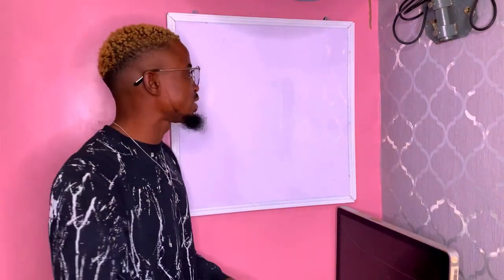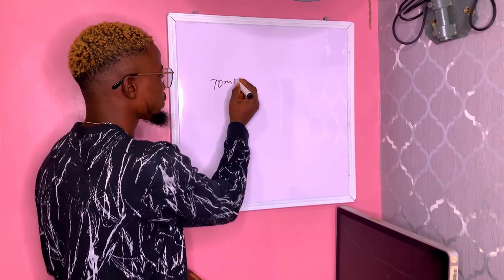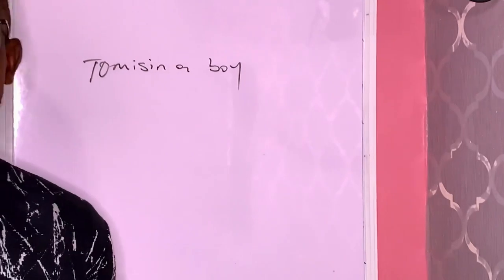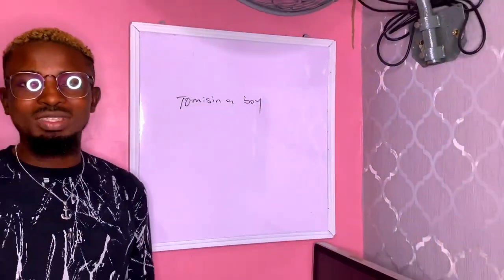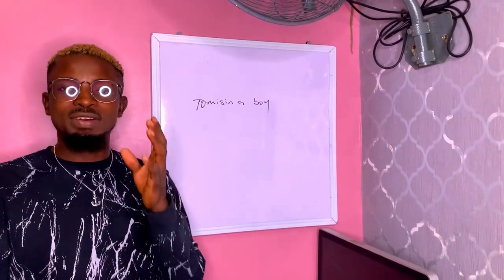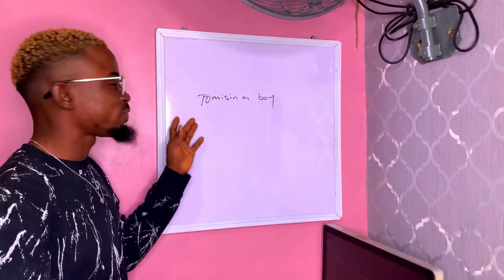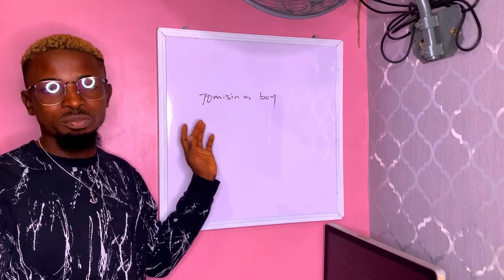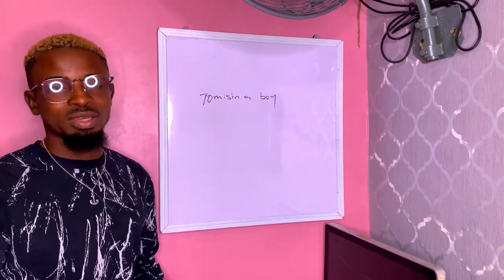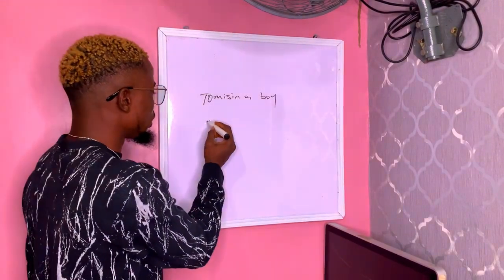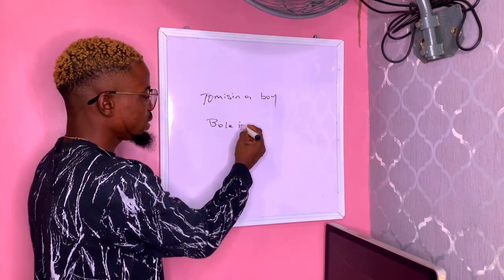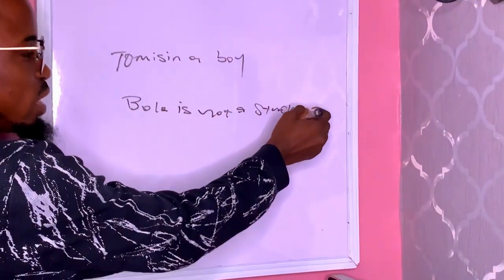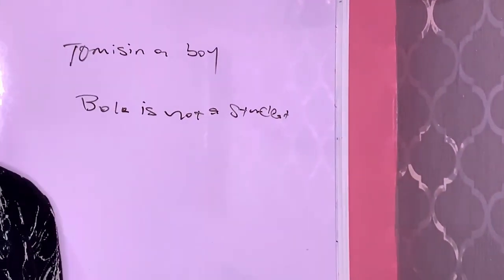That is, for example, if I say Tomisi is a boy, this is an example of a proposition. The reason why this is a proposition is because it is asserting a fact. Although that fact can be true or false, it doesn't matter. But the fact that it's asserting a fact, it is a declarative statement, makes it a what? A proposition. Tomisi is a boy. That is a proposition. Bola is not a student. This is another proposition.